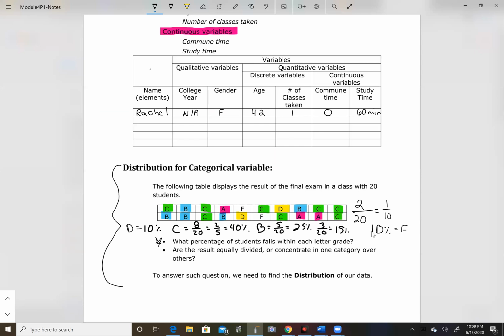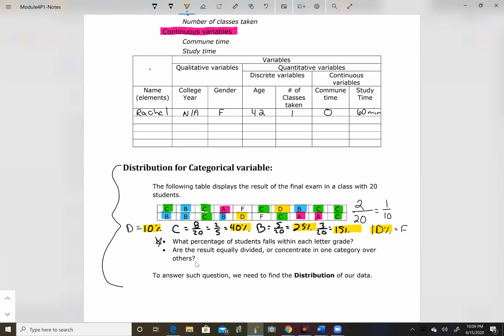Okay, so if I add all of these up, hopefully I've done everything correctly. So I get 10 and 40 is 50, and 10 is 60, 70, 85, 95, 100%. So I have found these percents correctly.